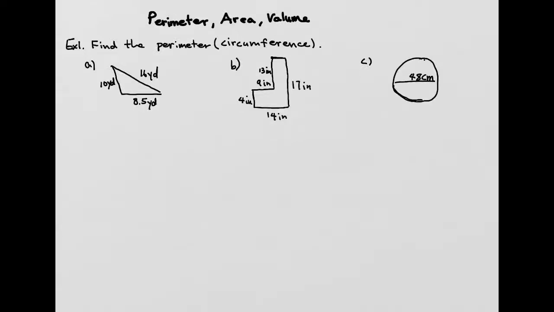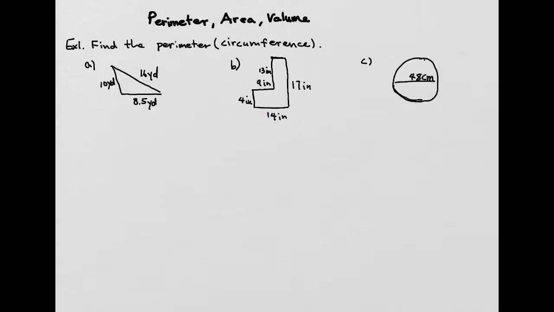Today we're going to look at how to find perimeter, area, and volume. First example we have is how to find the perimeter. If we have a shape like A or B, any shape, perimeter is going to be adding all the sides. Perimeter is going around your shape, the distance or length of going around your shape. So you're going to basically add all the sides.